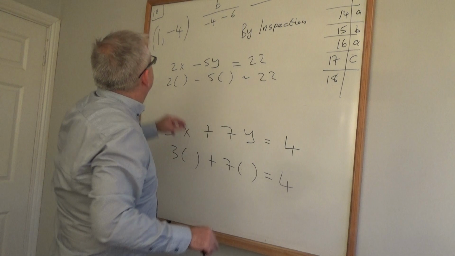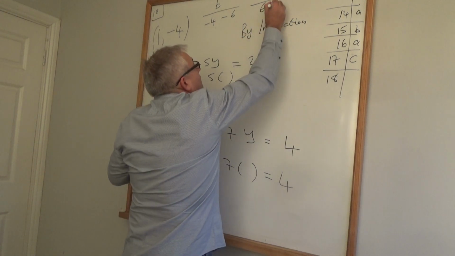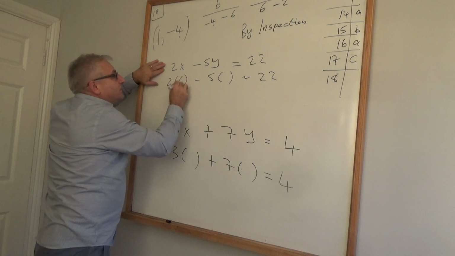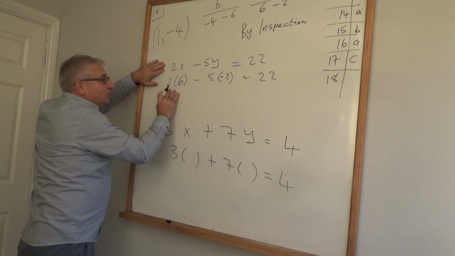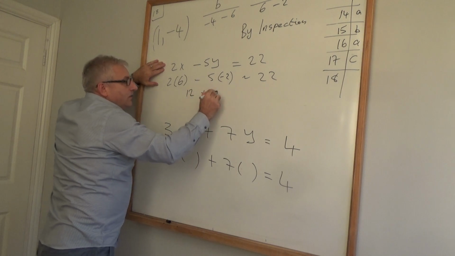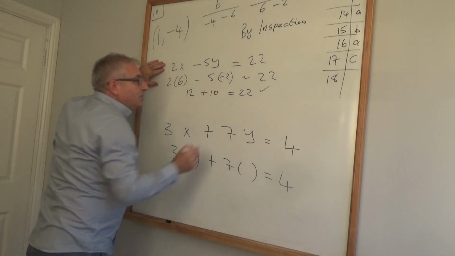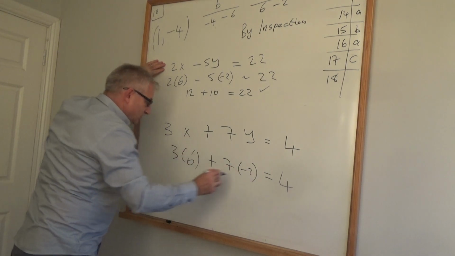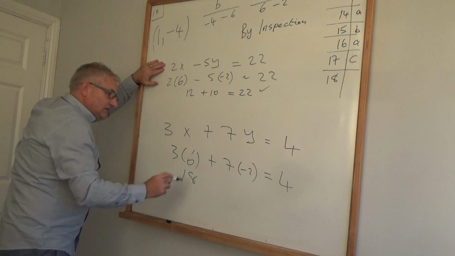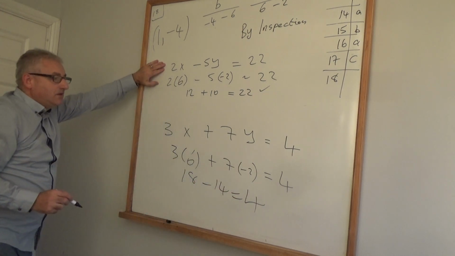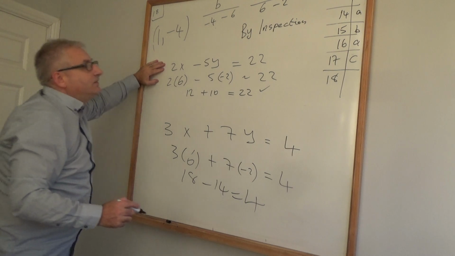So 6, -2 for question 18. 6, -2 being subbed into the top one. 6, -2. 12 plus 10 equals 22. Good. 6, negative 2. 18 take 14. Yes, equals 4. We got it. Okay, so C.